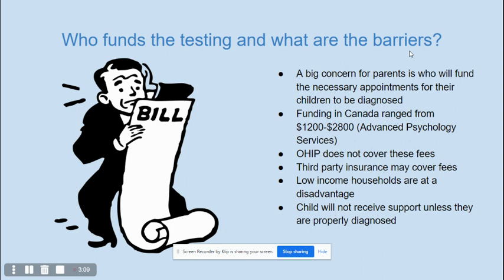A barrier is that low-income households are at a disadvantage if they cannot afford the proper testing. This means that the child will not receive support unless they are properly diagnosed.